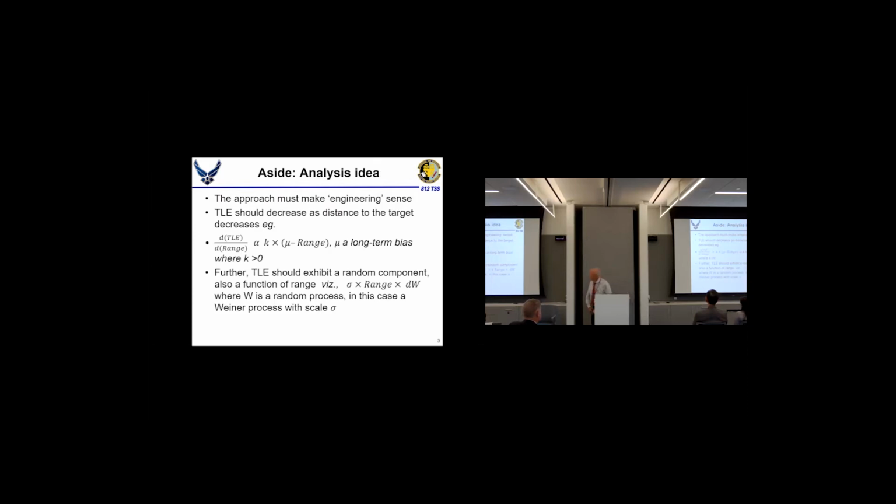Okay, so here's the basic idea. TLE should get smaller as you get closer to the target. TLE basically then should be, in some sense, proportional to the range of the target. So you could think of that as a differential equation. So a change in TLE with respect to range would be proportional to how far from the range you are and what the mean offset would be. So what you see there would just be an ordinary differential equation that describes that.